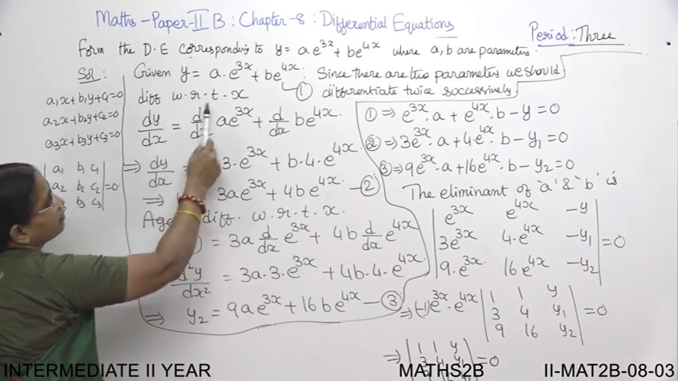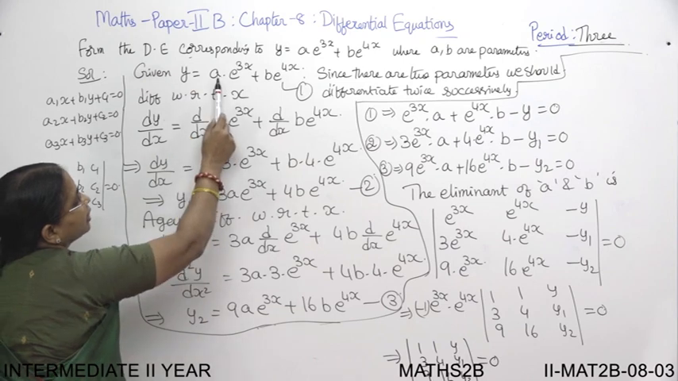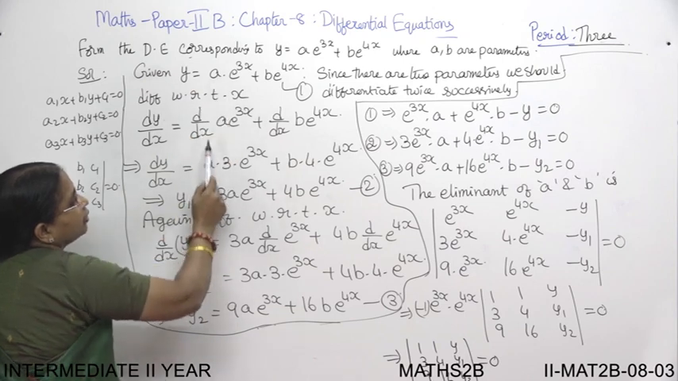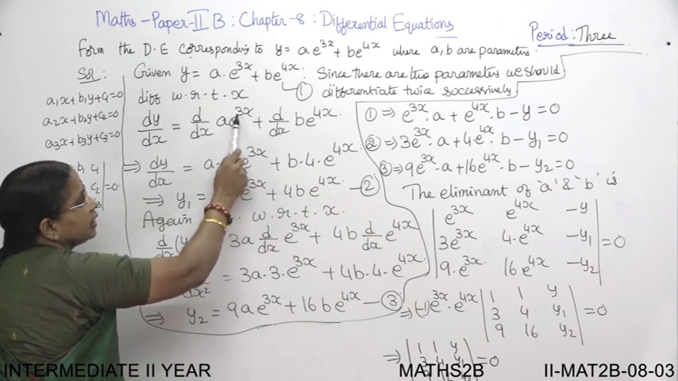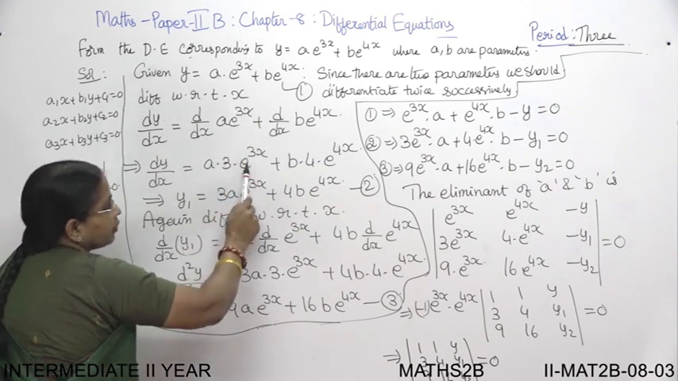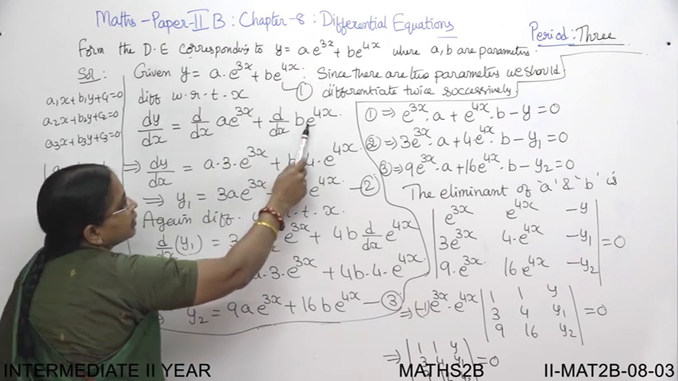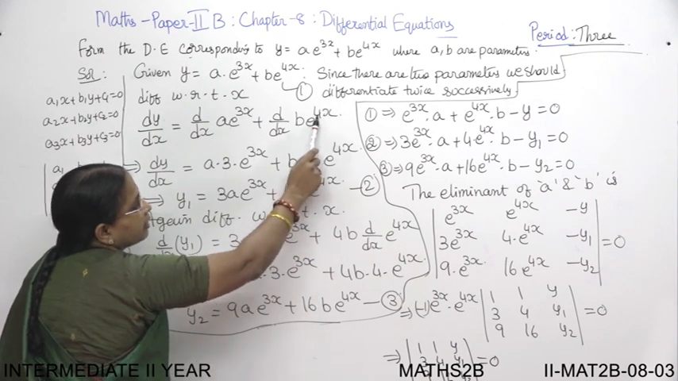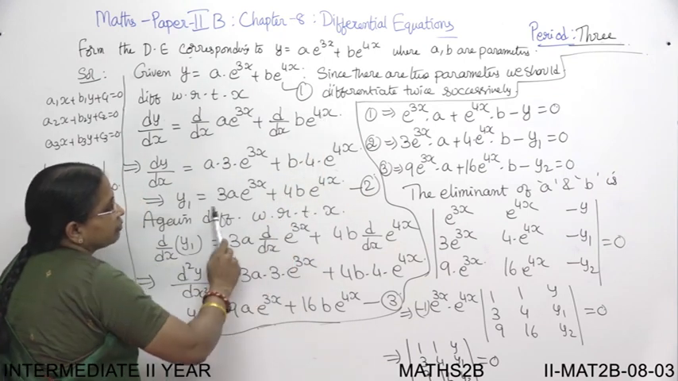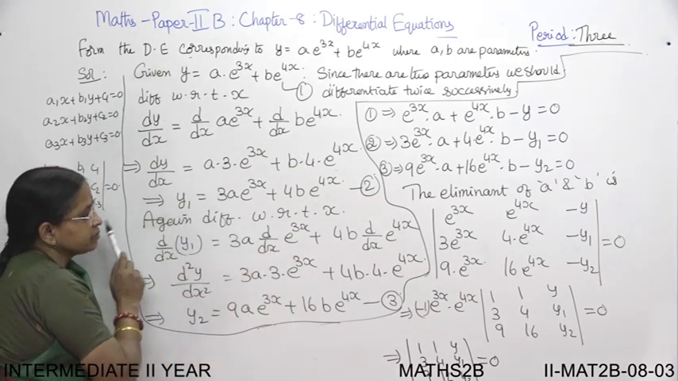So differentiating once with respect to x, you will get dy by dx is equal to a into derivative of e power 3x. Derivative of e power 3x is 3 into e to the power 3x into derivative of 3x, that is 3. Similarly, derivative of e power 4x is e power 4x into derivative of 4x, that is 4. So you will get like this. dy by dx we are writing as y1.